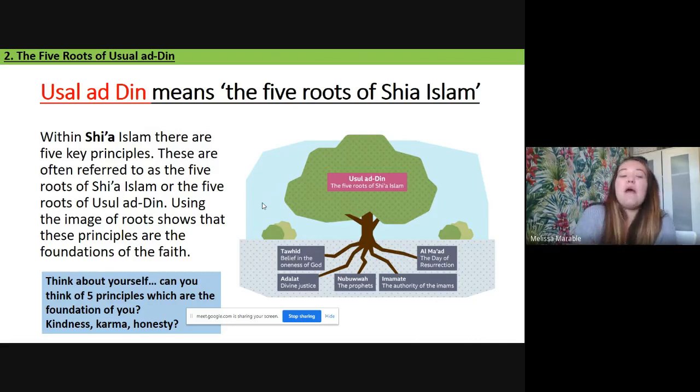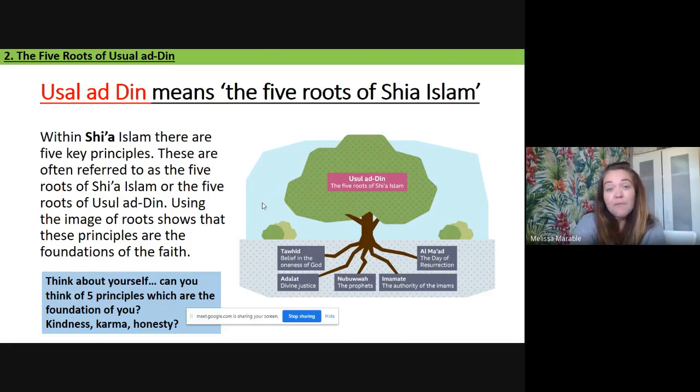Now think about yourself. Can you think of 5 principles which are the foundation of you? What makes you? What kind of beliefs do you have which are really important and crucial to your identity? For me, I've put kindness, karma, honesty. I believe that if I've done something really bad, something bad might happen to me, so I try to live a really good and positive life. Kindness, I think, is really important for everybody. There's no reason to be horrible. So for me, Miss Marable, those are my roots.